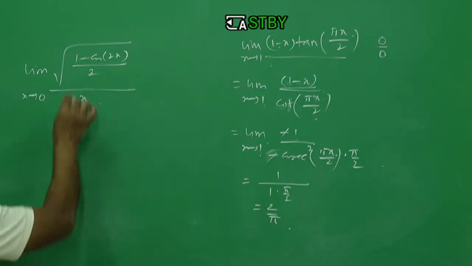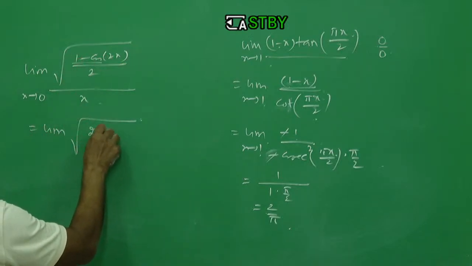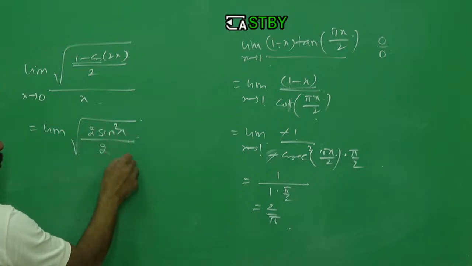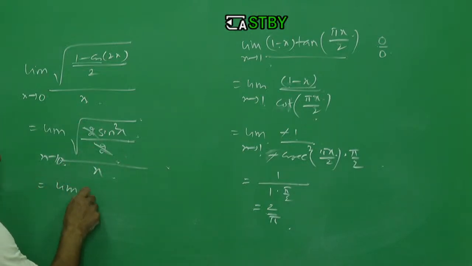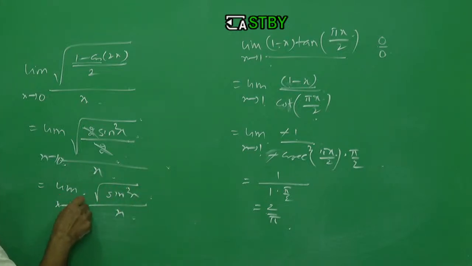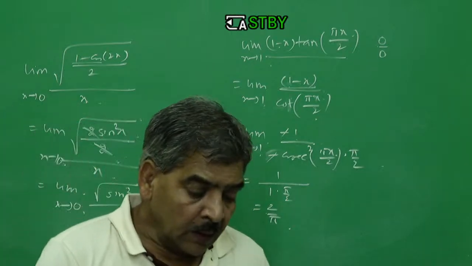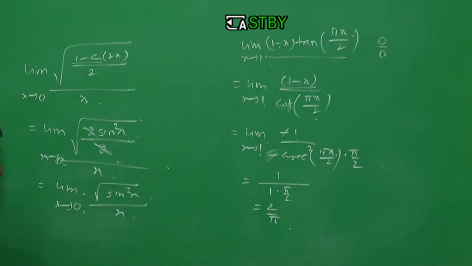Okay. See, 1 minus cos 2x is equal to 2 sine square x, so that is equal to limit of root of 2 sine square of x, whole upon 2, whole upon x, x tends to 0. The 2s get cancelled. Now this is equal to limit of root of sine square of x, whole upon x, x tends to 0. Now what happened? Can I cancel this square root? Actually, this quantity becomes limit of plus or minus sine of x whole upon x, x tends to 0.